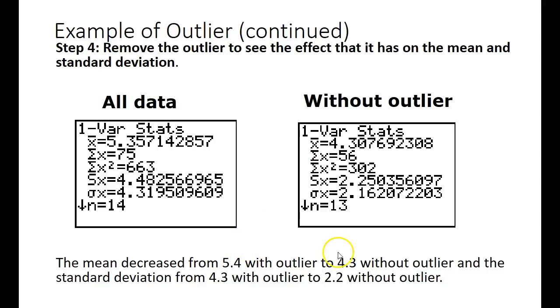It went from 5.4 to 4.3. And when we took the outlier out, our standard deviation was much less as well, almost half, from 4.3 to 2.2. So it had a huge impact on the mean and standard deviation. They are not resistant to outliers. Anytime you take an outlier out, you'll see that it has a huge impact on those measurements.